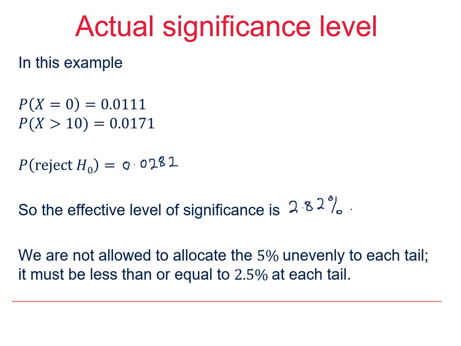And do remember that we can't decide to split that 5% unevenly. We must be fair, and each tail must have a probability of 2.5% or less to give us the critical regions or the critical values that we're going to use.